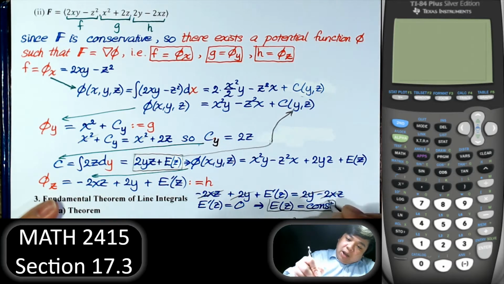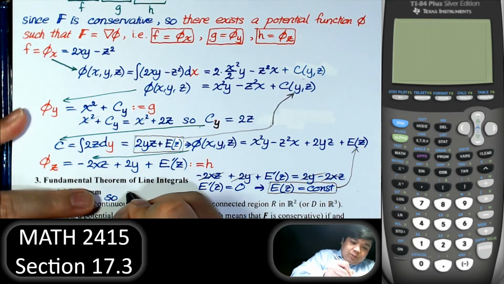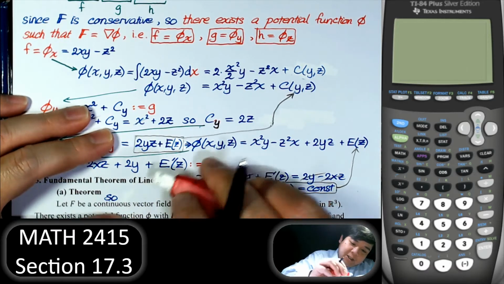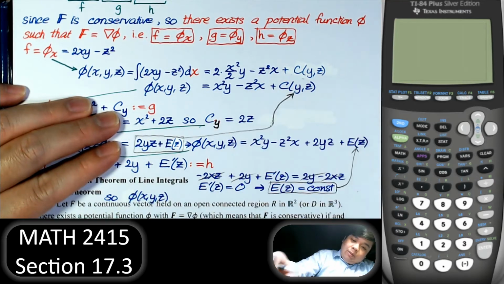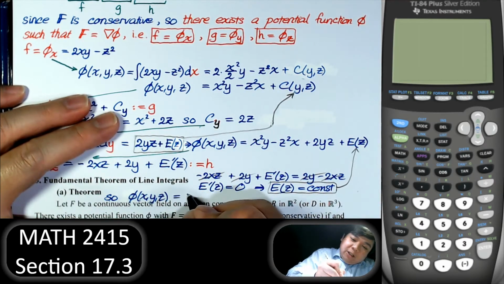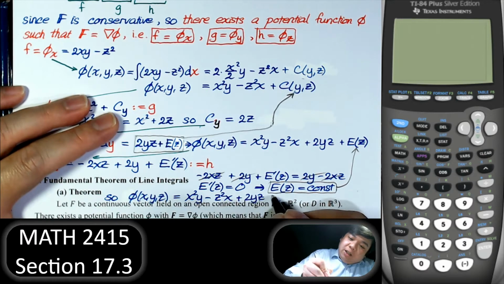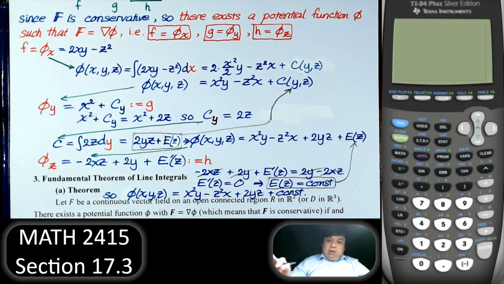And we substitute that back into that. So the potential function is equal to x squared y minus z squared x plus 2yz plus a constant. That constant could be anything, or we can choose it to be 0.